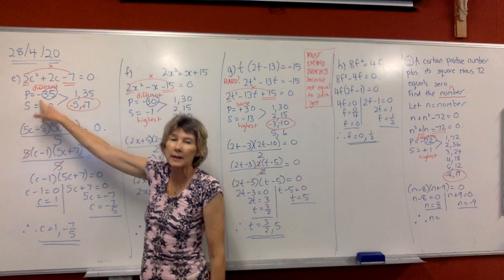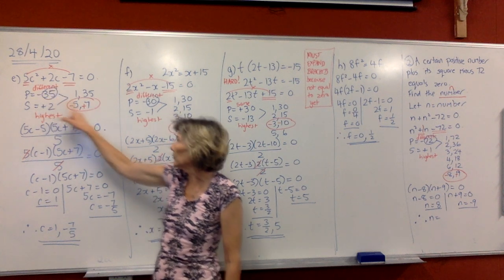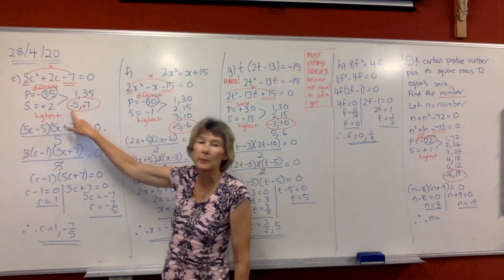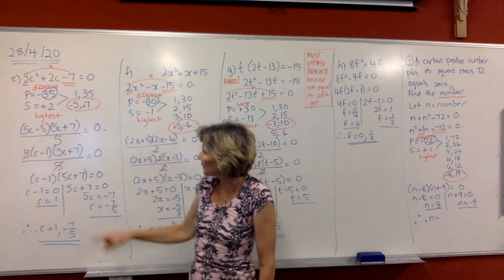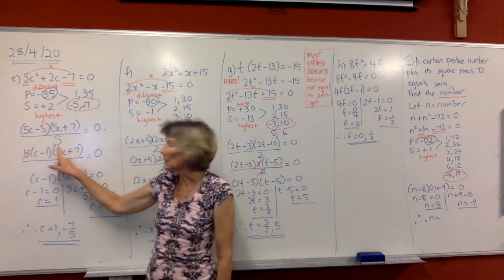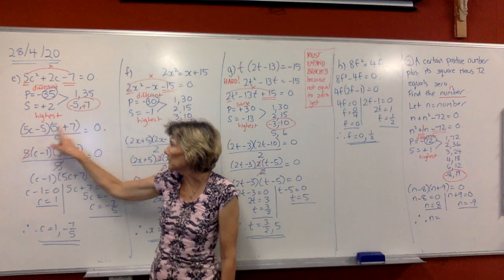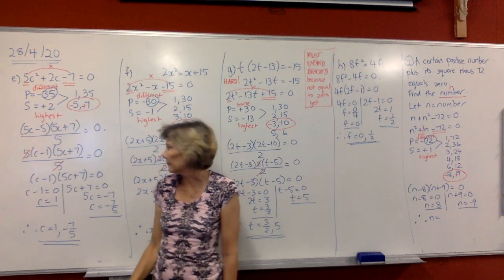And up here the signs have to be different because that's a negative. So if this has got a plus, this will have to be a minus to be different. So set it up with the 5c, 5c and 5. Put your two numbers in, minus 5 and plus 7.